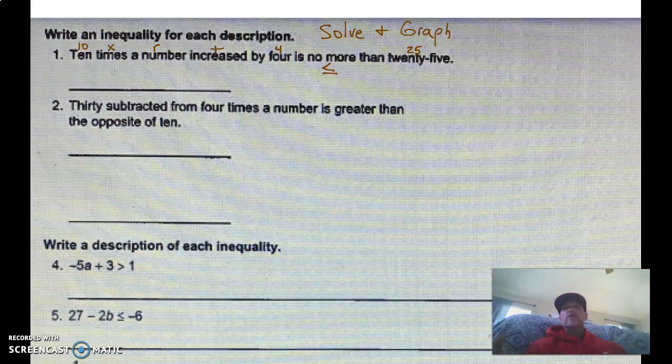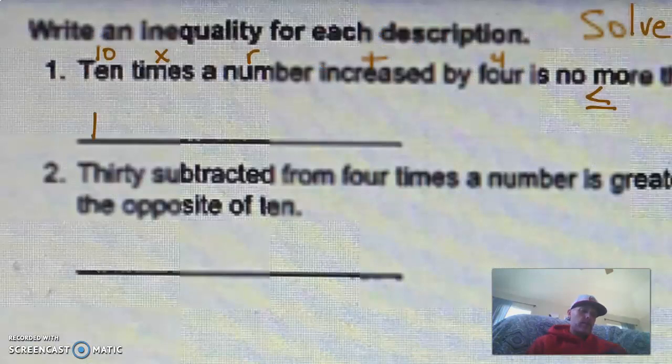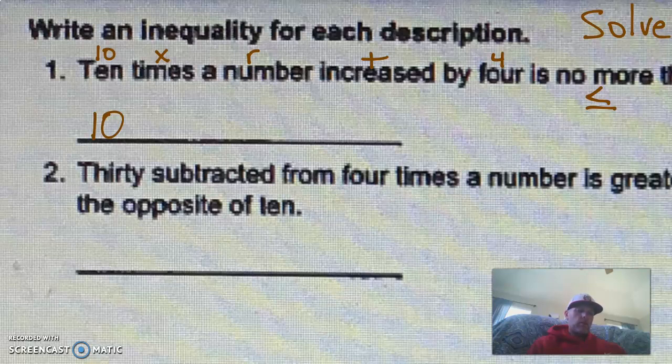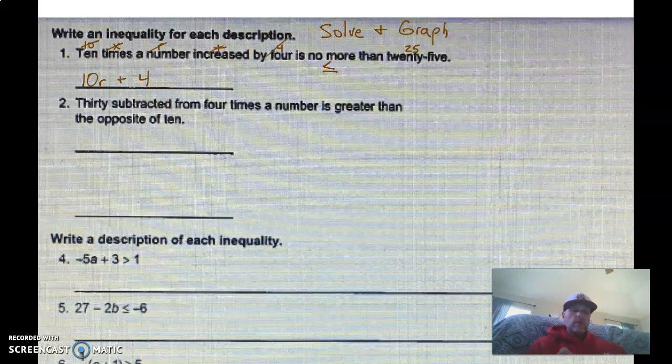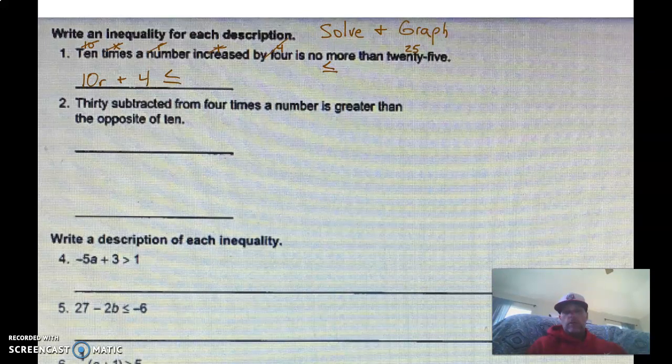10 times a number increased by 4. Okay? So 10 times a number. What's our number? Our number is R. So that takes care of 10 times a number increased. It's our plus by 4. There's our 4. Is no more than, less than or equal to 25. At least if you go through and write down on the problem the numbers, the operations, and the inequality sign, you can compare that possibly if you're struggling, as most of us do with this, including myself. You can compare at least the symbols and the signs and the inequality signs that you saw in the problem to the multiple choice answers.